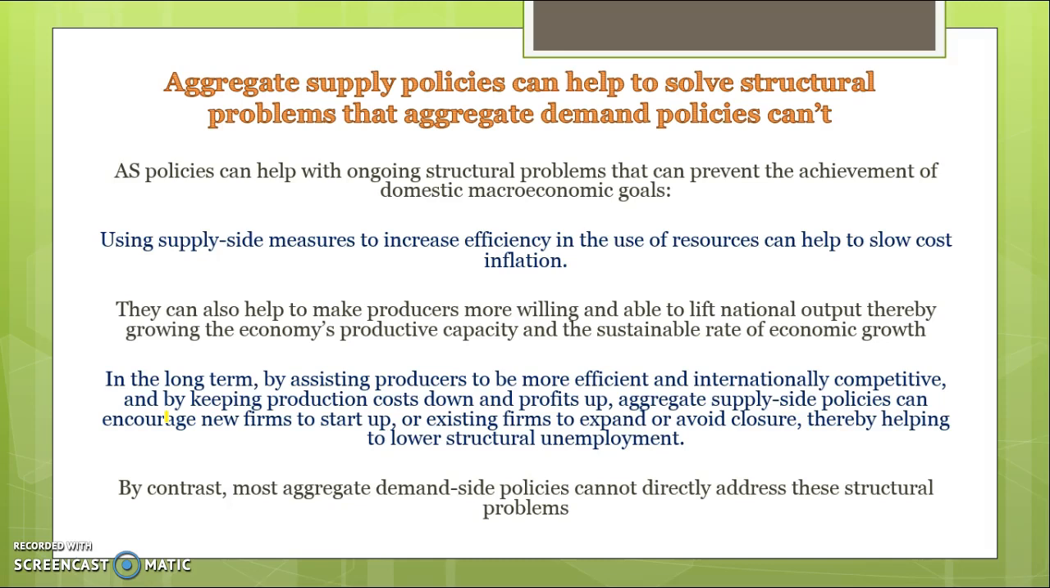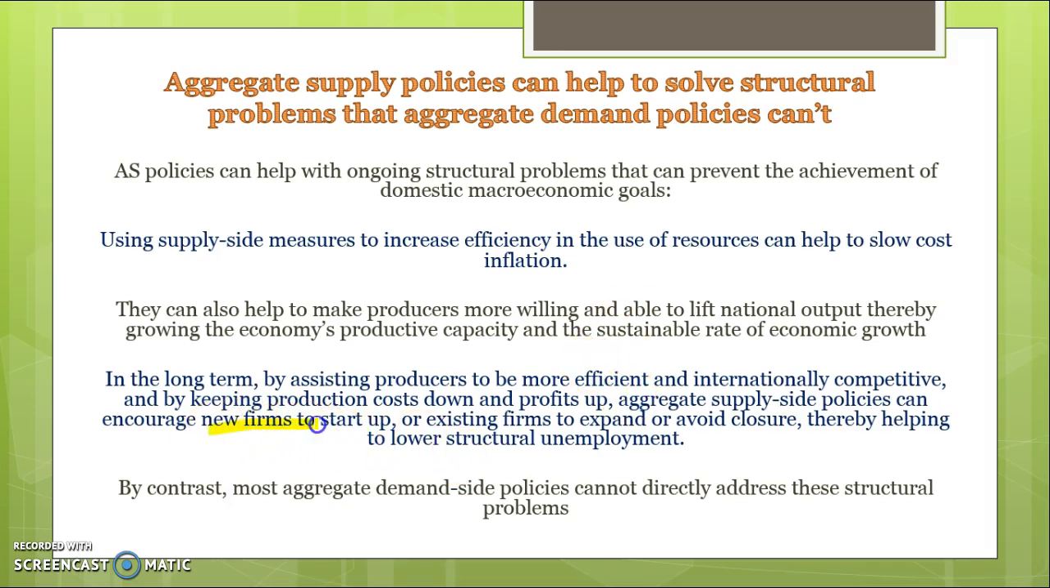They can help solve structural problems that aggregate policies can't. So they are able to target ongoing structural problems within the economy. So what we mean by that is supply side problems, whether that's a lack of productivity or an inefficiency in resource allocation. Using supply side measures to increase efficiency in the use of resources can help to slow cost inflation. They can make producers more willing and able to lift national output and grow our productive capacity. In the long term, by assisting producers to be more efficient and internationally competitive, they can keep production costs down.